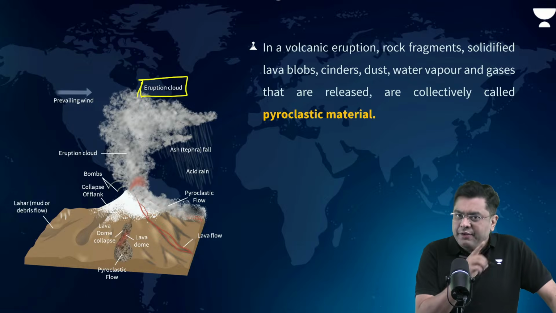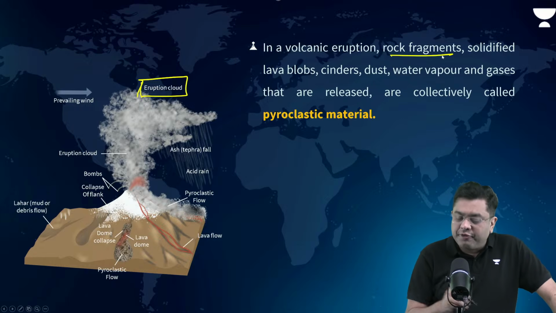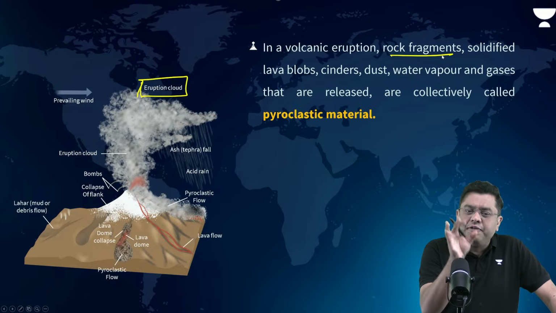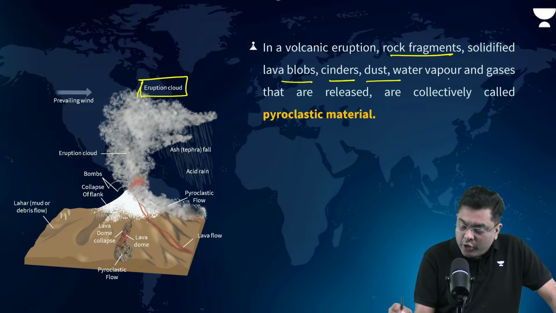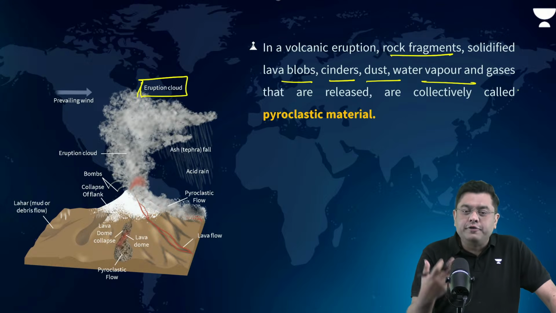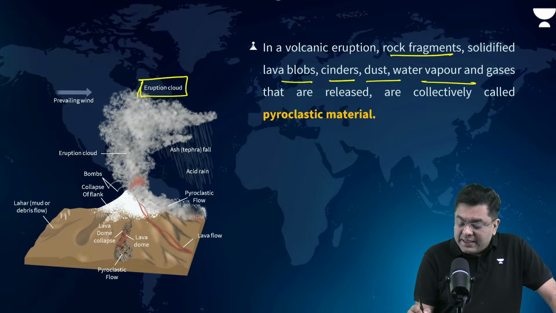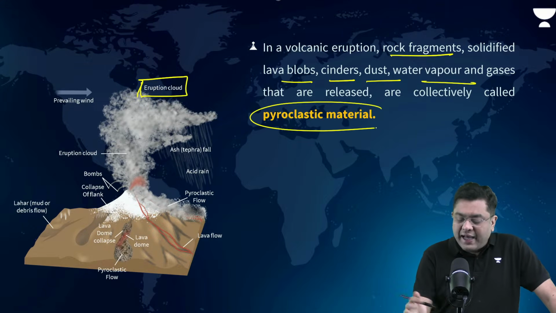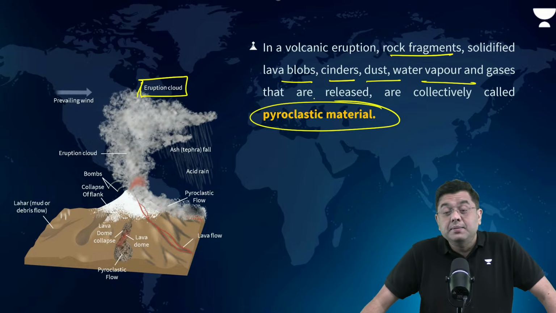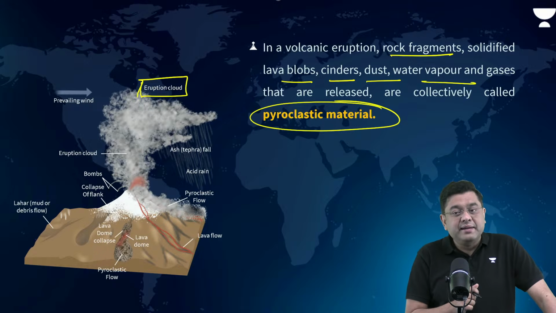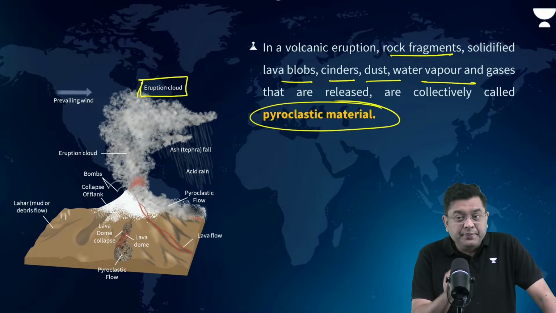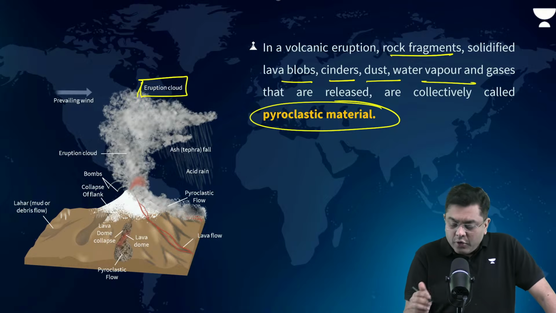Now, in any volcanic eruption, rock fragments, solidified blobs of lava, cinders, dust, water vapor, gases, all of them that was released, they are collectively known as pyroclastic material. Okay, they are collectively known as pyroclastic material. This becomes relevant for your prelims. Okay, so what are pyroclastic materials?